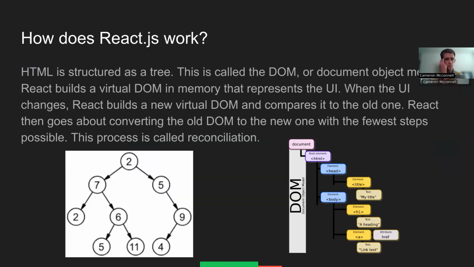Next, we're going to be getting into some of the technical details. So how does React.js work? HTML is structured as a tree. This is called the Document Object Model, or DOM. And React builds a virtual DOM in memory that represents the UI. When the UI changes, React builds a new virtual DOM and compares it to the old one. React then goes about converting the old DOM to the new one with the fewest steps possible. This process is called reconciliation.